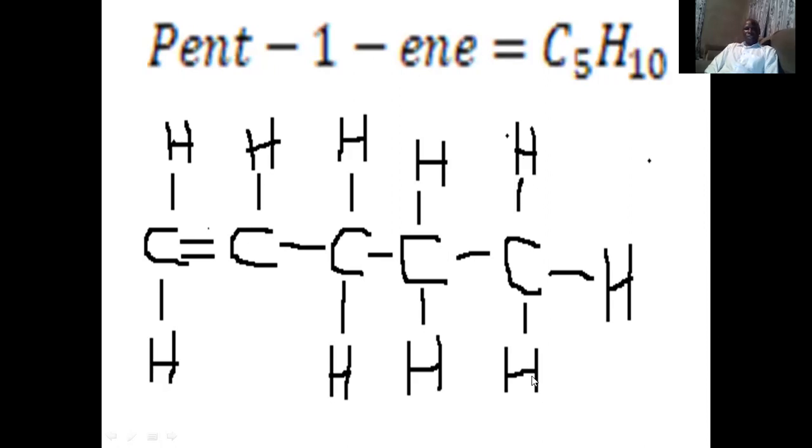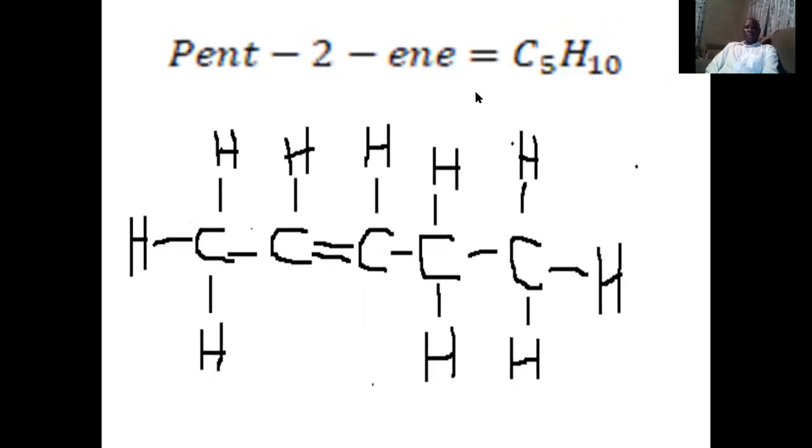So this is on carbon number 1. If you wanted, you could put it from this other side. It can be here and still have the same name. And you end with ene. So this one will be pent-1-ene. Okay, so the second one is where we have shifted the double bond to carbon number 2.